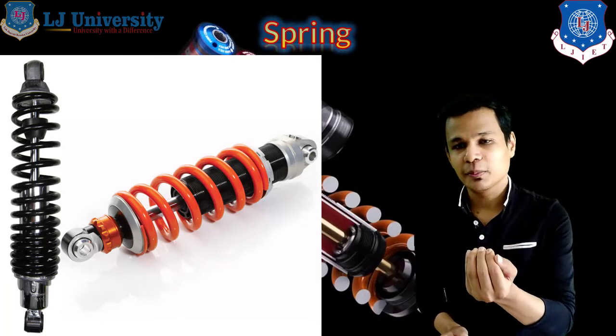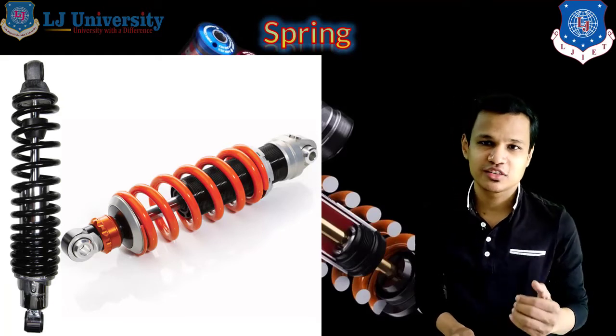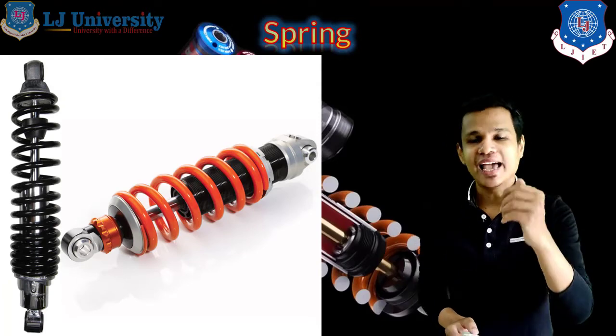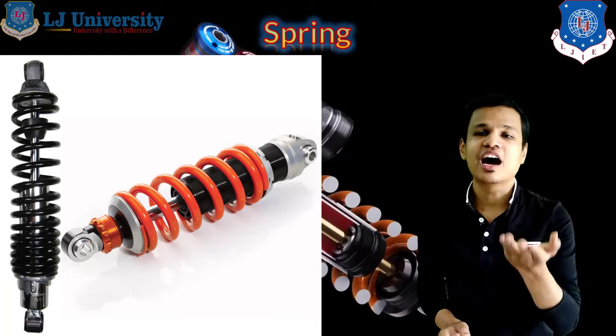But the main point is that the side load generated in the case of a two-wheeler will not be taken by the helical spring. The helical spring will only take the loads that are directed from the downward or upward directions.